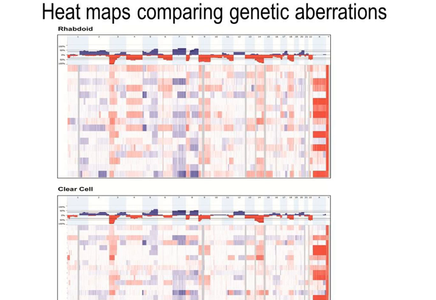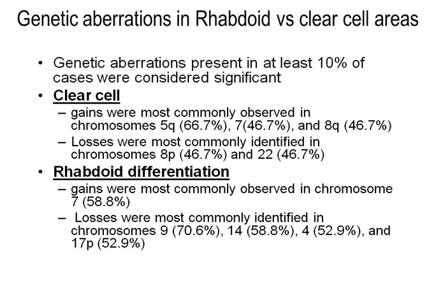So the slide which I showed previously was accumulated data, and this is a heat map showing the different regions, and I don't expect you to look at and appreciate the difference, but you can see the top panel shows how many copy number alterations are seen in individual cases as compared to the clear cell. So it is very obvious that the genetic alterations in rhabdoid differentiations are considered significant.